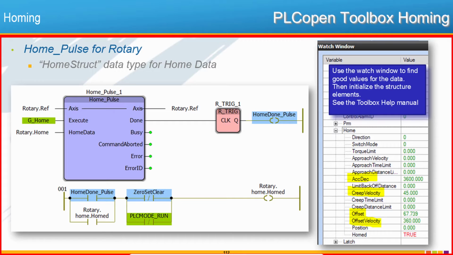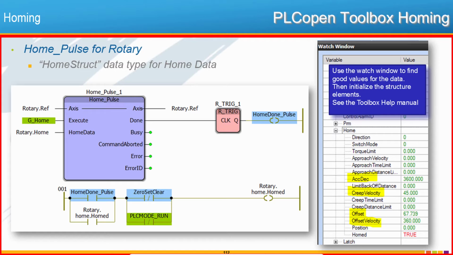And I've pulled those out here. The most important ones you'll need for Home Pulse are the ACDEC, creep velocity, offset, and offset velocity. Now you're not going to know what the offset is until you home it with a 0 offset, and then go back and try to determine what the offset should be. And we're adding a little logic here to let us know when that homing is done so that we can set a status, which is also a part of the home struct. The .homed element tells you whether you've homed or not.